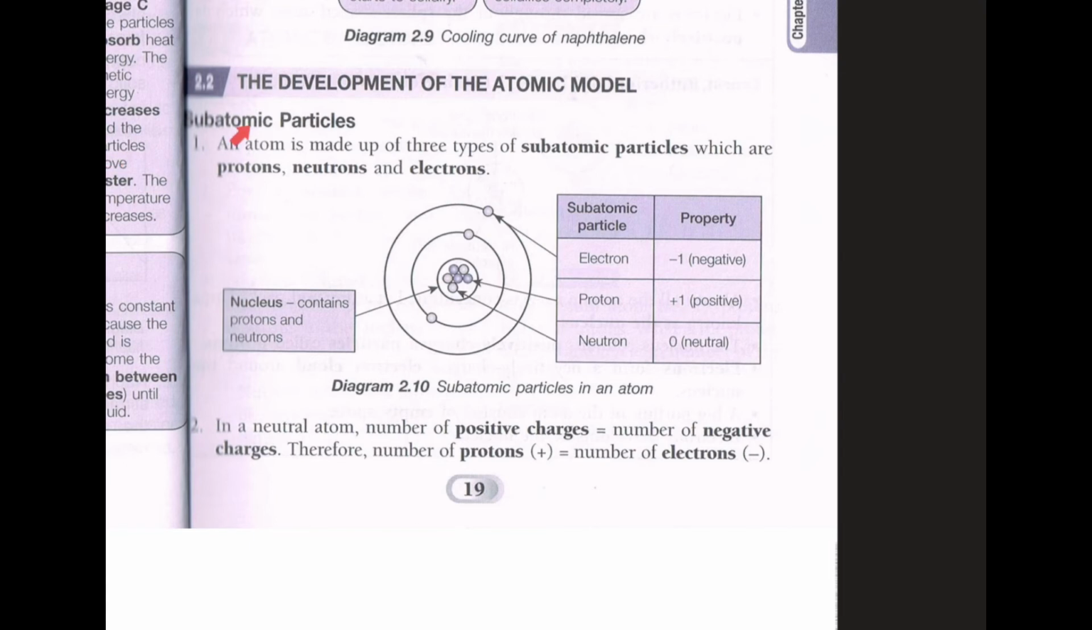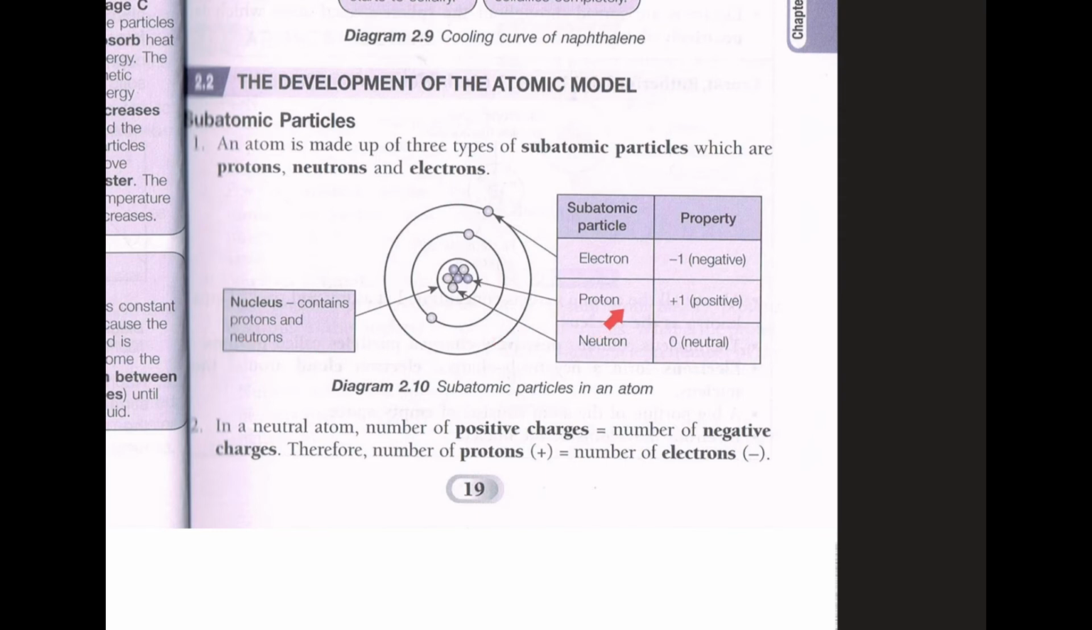Okay, so first, subatomic particles. Subatomic particles means the particles inside the atoms. So we have electrons, which are part of the atoms. We have protons. We also have neutrons. So an atom is made up of three types of subatomic particles, which are protons, neutrons, and electrons. You can see proton and neutron stay in the nucleus, in the middle here.